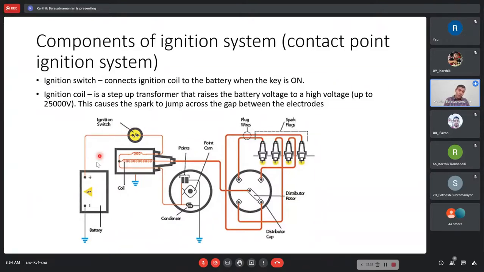What we do basically is connect the battery to the ignition coil. That's all we do by turning on the key. There is a battery, and there is an ignition coil. The ignition switch basically connects the battery and the ignition coil. So what is this ignition coil all about? The ignition coil is a step up transformer. What a step up transformer does is raise the voltage. So it raises the battery voltage to a high voltage. From a 12 volt battery, you can go up to 25,000 volts. You have studied step-down and step-up transformers in electrical engineering.